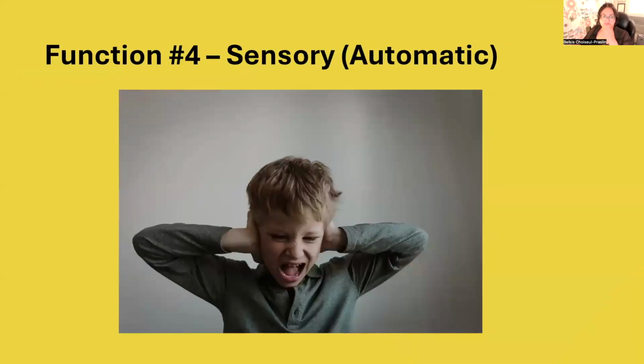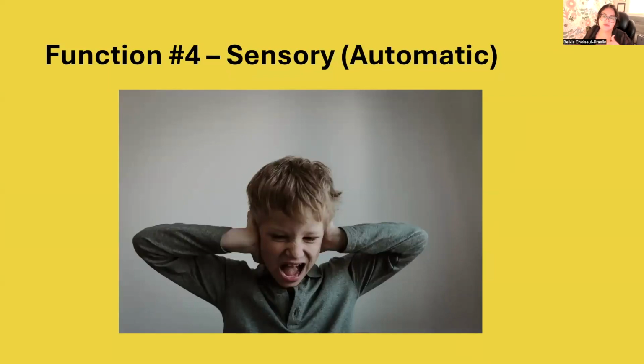And the fourth function is sensory or automatic. Now, what does this mean? Sensory or automatic behaviors are behaviors that feel good. They're internally feeling. They help a person regulate internally, and they are not socially mediated. And that's actually a very important point. Behaviors that are not socially mediated means that the behavior isn't about getting attention. It isn't about escaping. It isn't about getting access to something. It is happening because it serves an internal need. Let's break it down a little bit.